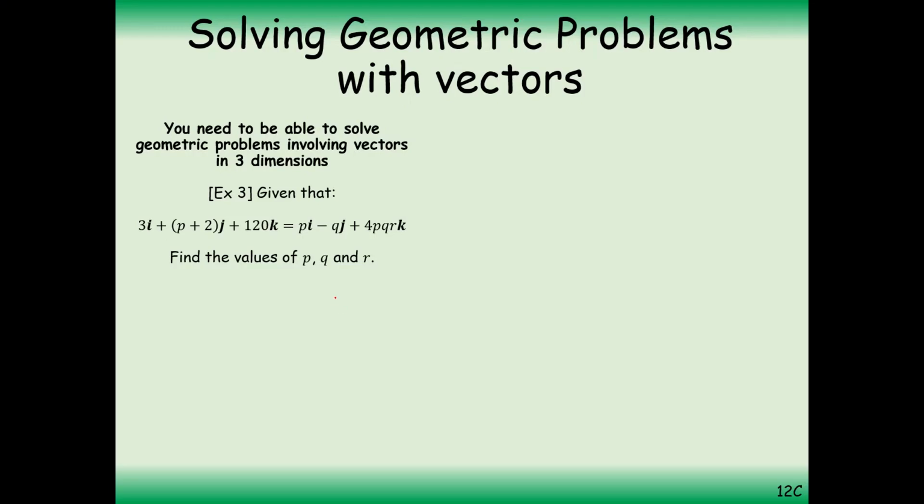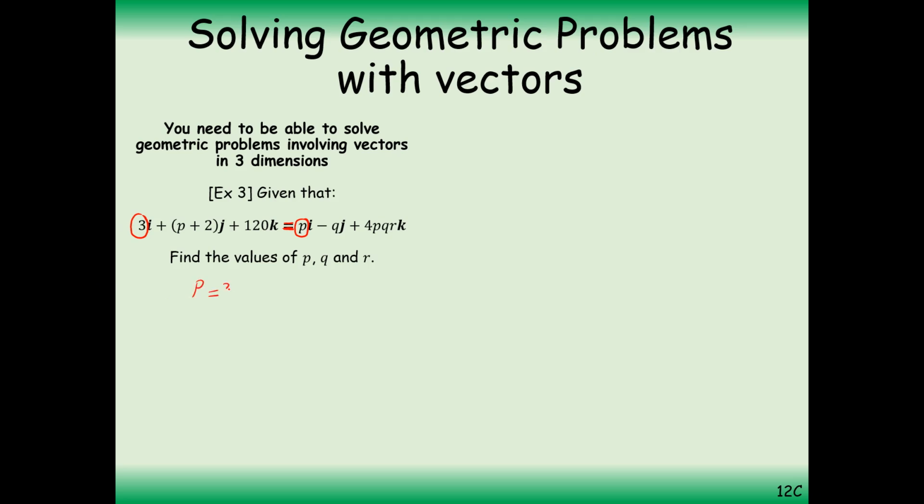Let's read this example carefully. We've been given that 3i plus 2p, p plus 2 as a coefficient of j, plus 120k equals another vector. So these two vectors are equal to each other. We've been asked to calculate the values of p, q, and r. So right off the bat, we can see that the coefficient of i is simply read to be 3. We don't have to work very hard.